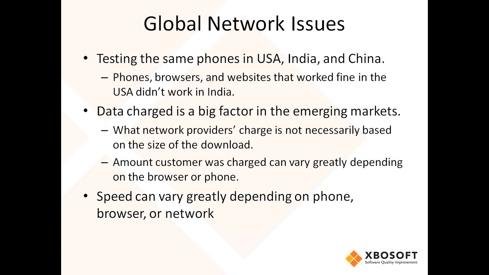Global network issues. This is something that's not well understood by many in the West. We did quite a bit of testing in the USA, China, and India. And we found that some phones, some browsers, and websites that worked fine in the U.S. did not work at all in India because the reliability of the networks was not the same. The cell phone towers are further apart, so the reliability was not as good. There were a lot more retransmissions, and it did not work nearly as well.